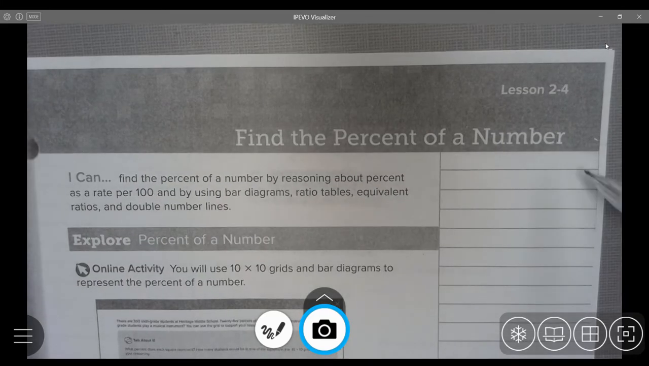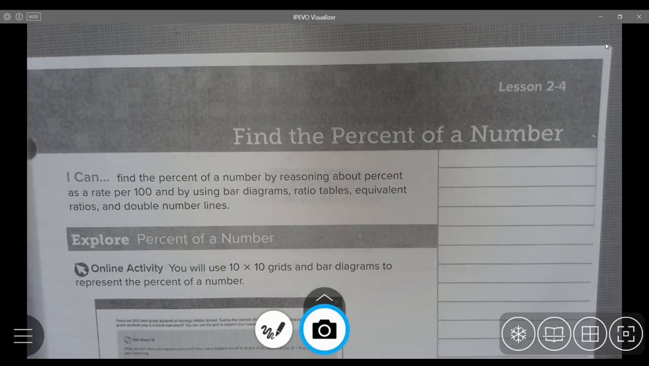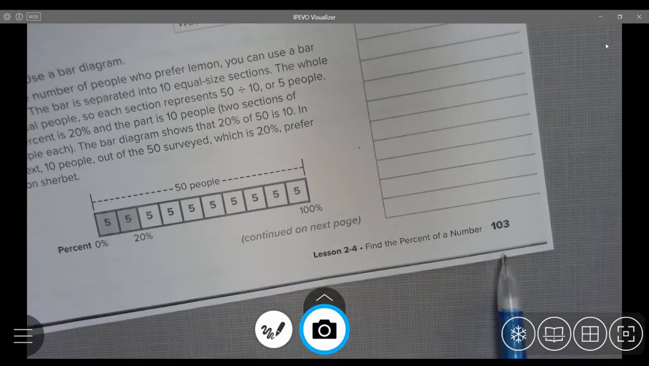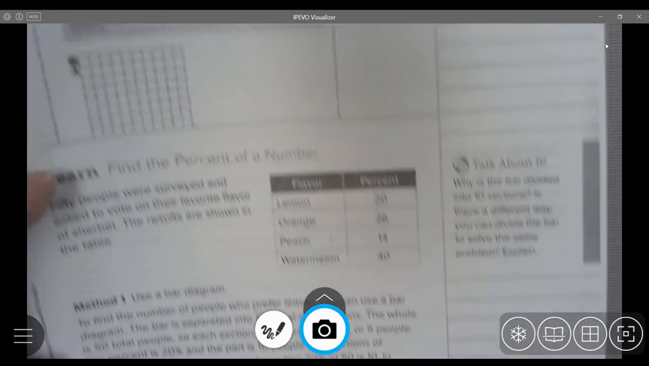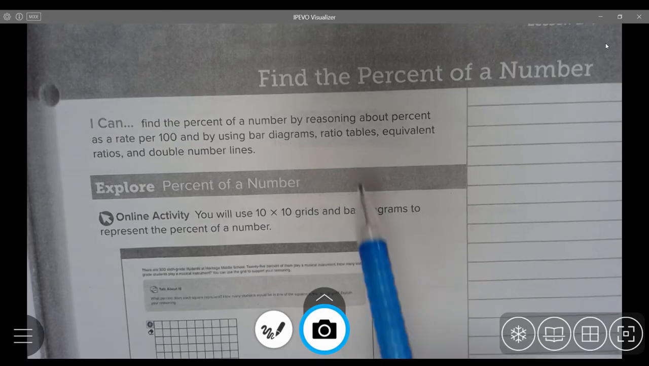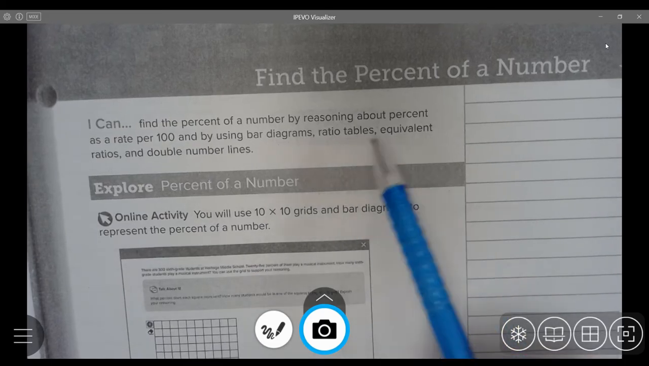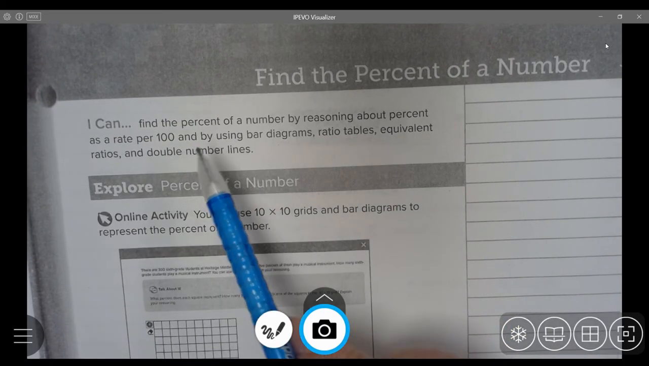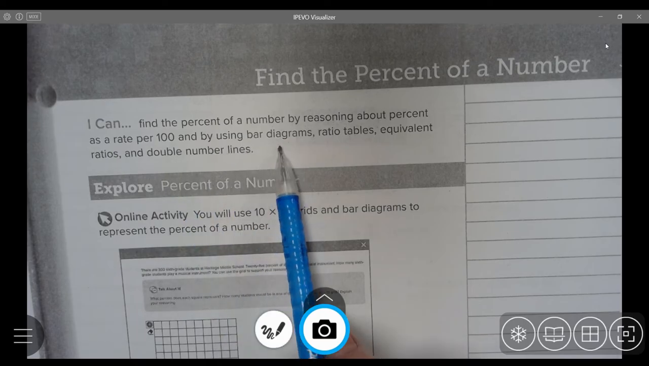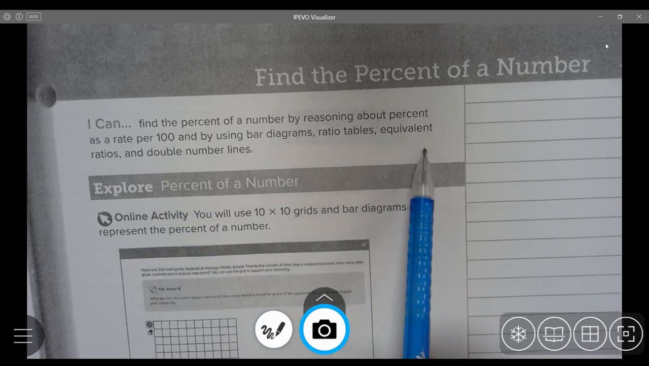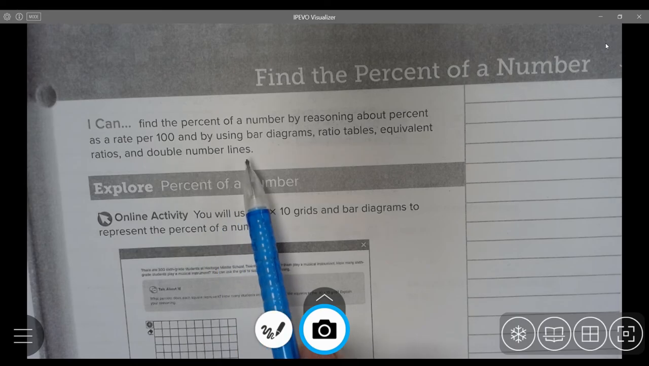To do the notes for lesson 2-4, find the percent of a number. These notes begin on page 103. I can find the percent of a number by reasoning about percent as a rate per 100 and by using bar diagrams, ratio tables, equivalent ratios, and double number lines.